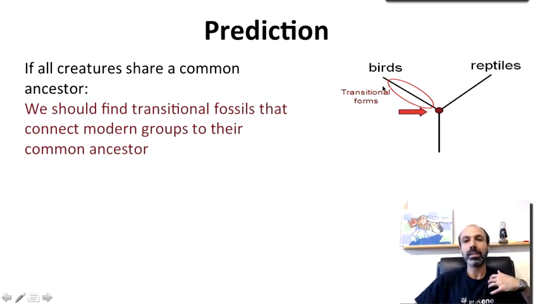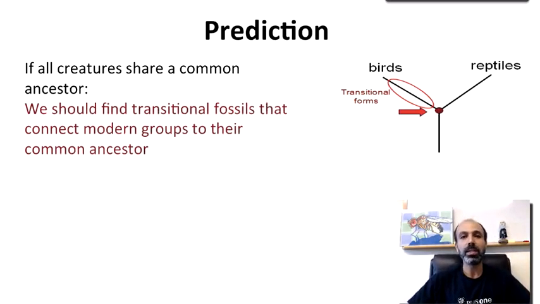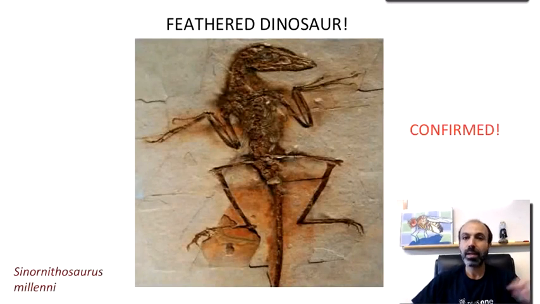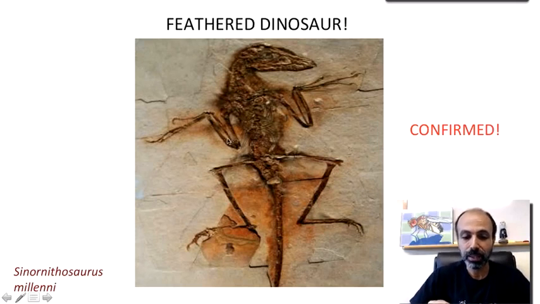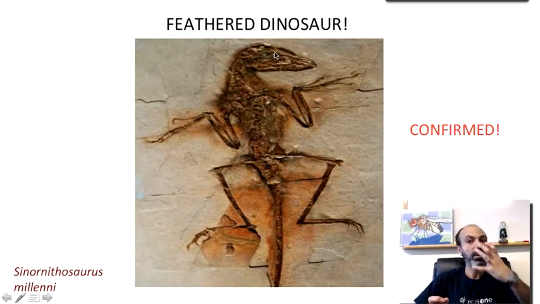So we should see things like the evolution of feathers. We should see things that predate the beak, etc. In fact, that's exactly what we see. We see feathered dinosaurs that existed long before today. Right, so this is an example of Sinornithosaurus millenniae. And if you look at it, it clearly does have feathers. We can see this in the fossil. Notice it does not have a true beak, but in fact it has a mouth with teeth, even though it has a shape kind of similar to a beak.